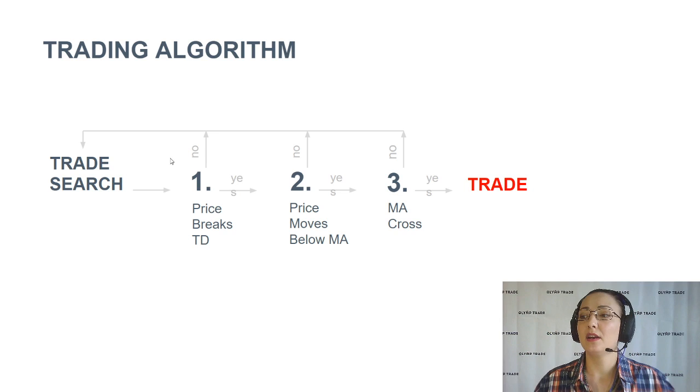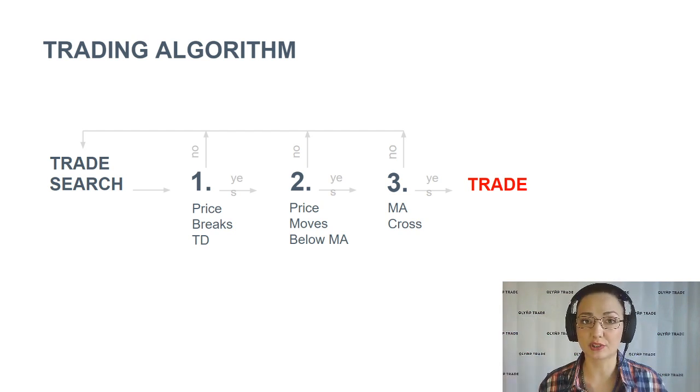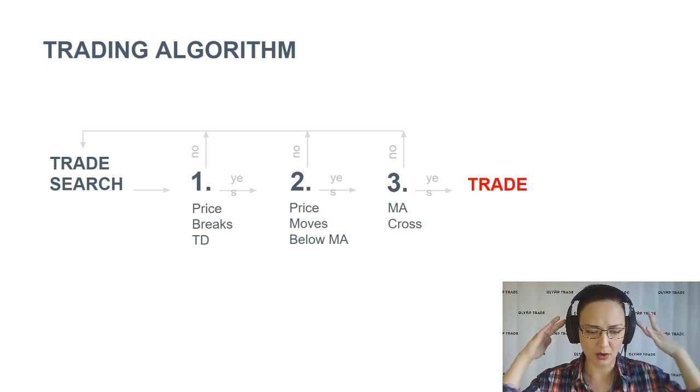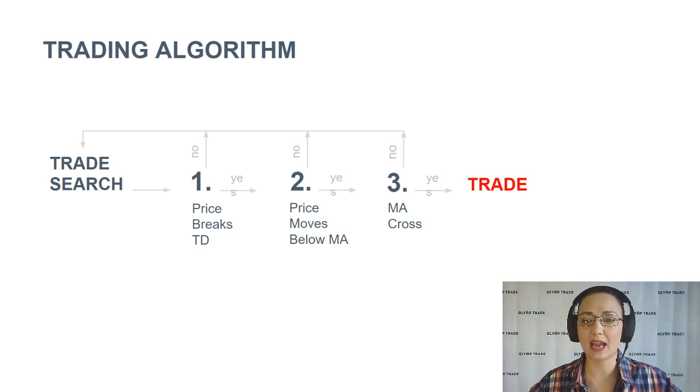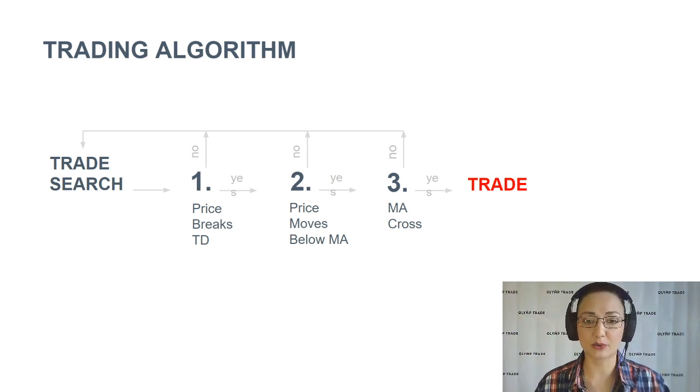So once again, step number 1, price breaks the trend line. Step number 2, price moves below the moving average. Step 3, moving average cross. Bam, bam, thank you, ma'am. I enter my trade with confidence, without thinking much. So basically, I have my working strategy, and I enter once all three steps of my algorithm are complete.